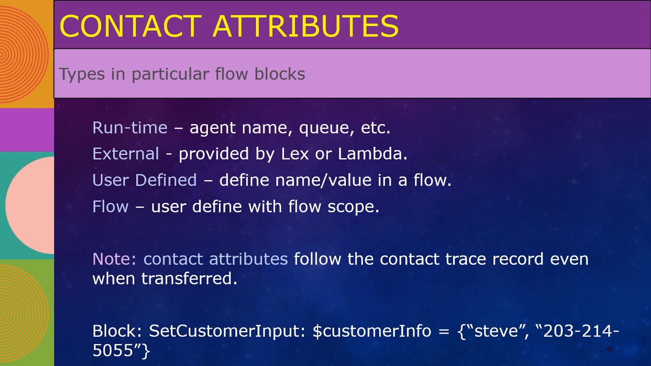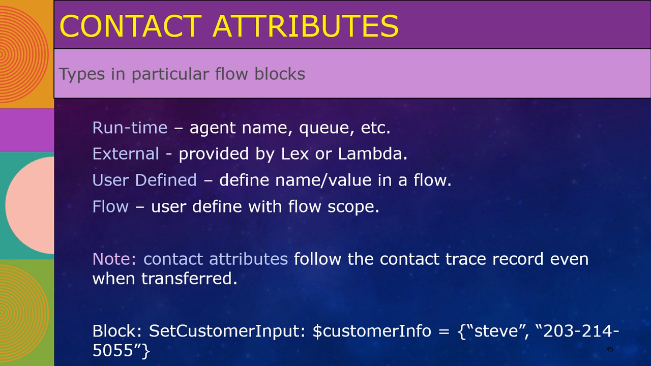So there's this concept of security here that you have to be aware of in redacting PII information, etc. And there's support for that in Contact Center. But the sentence I'm saying here is contact attributes follow the contact trace record even when transferred.